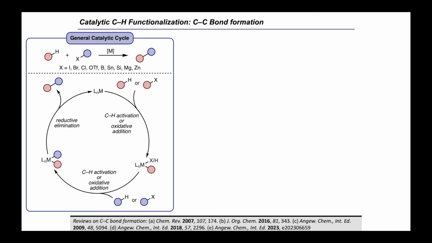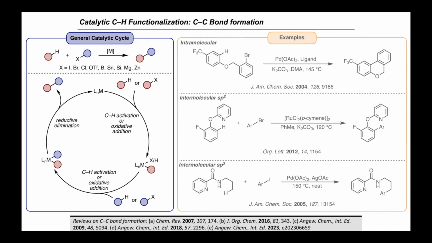Generally, these reactions operate through catalytic cycles that are similar to those seen in traditional cross-coupling reactions, including an oxidative addition step and a reductive elimination step. However, for CH functionalization, there is also a CH activation step, and depending on the mechanism of CH activation, it can occur either before or after oxidative addition. Shown here are some examples of CH functionalization methods for carbon-carbon bond formation, including intramolecular and intermolecular carbon-carbon bond forming reactions.